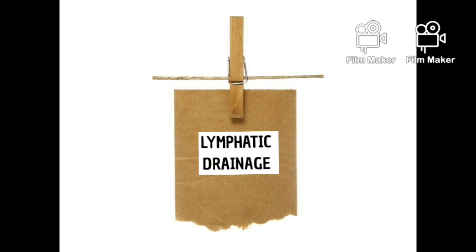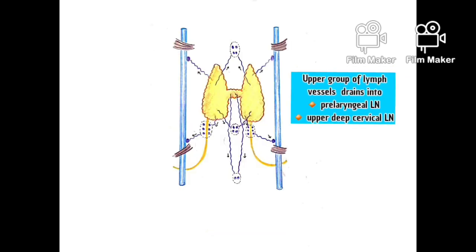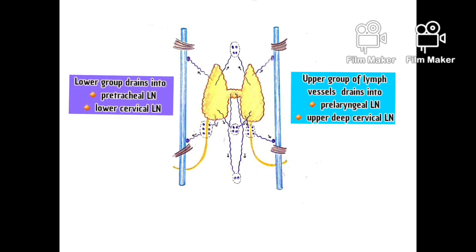Lymphatic drainage of the thyroid gland. The upper group of lymph vessels in the gland drains into the prelaryngeal and upper deep cervical lymph nodes. The lower group drains into the pretracheal and lower cervical lymph nodes.